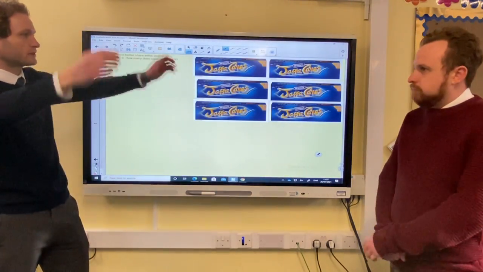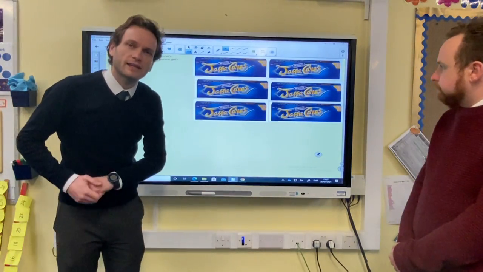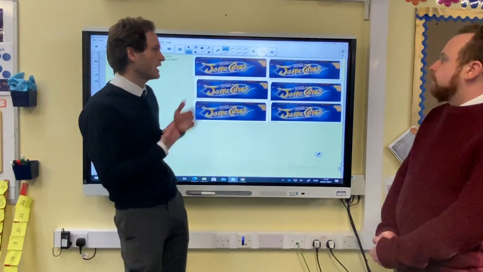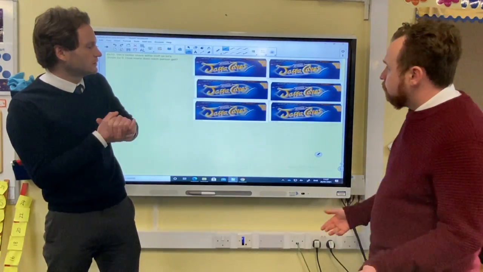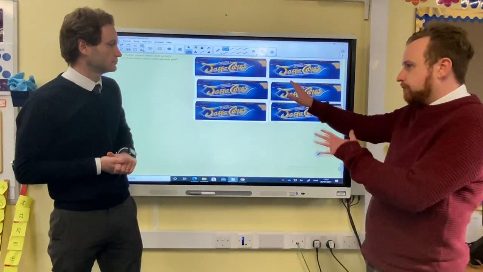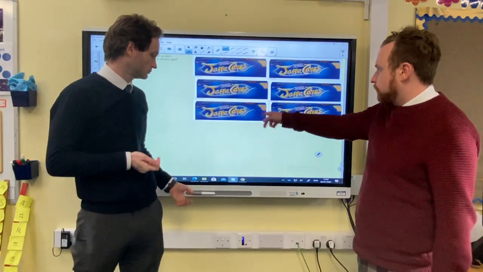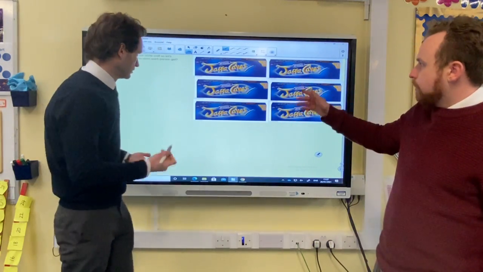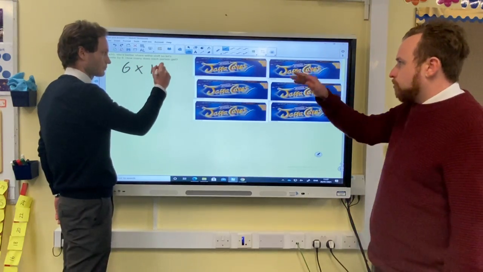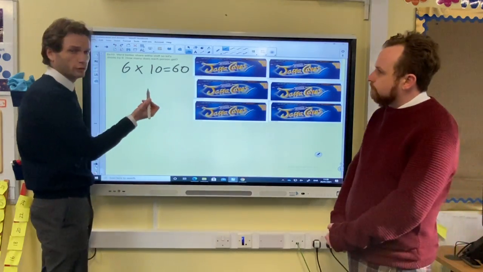Jaffa cakes. There's 10 Jaffa cakes in each packet here. So how many Jaffa cakes do we have? Well, the beauty is, as they're in packs of 10, I don't need to count every single Jaffa cake in the box. I can just go 10, 20, 30, 40, 50, 60. So I have 6 boxes. Each box has 10, so I've got 6 groups of 10, 60 in total. Could be written like this.